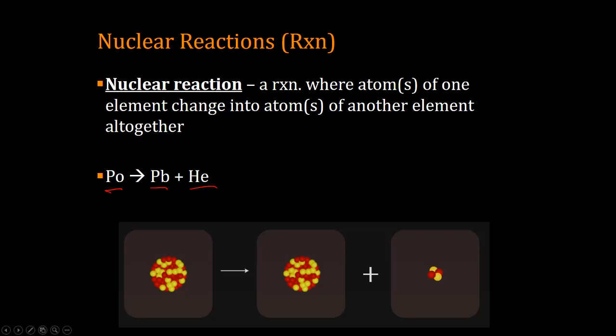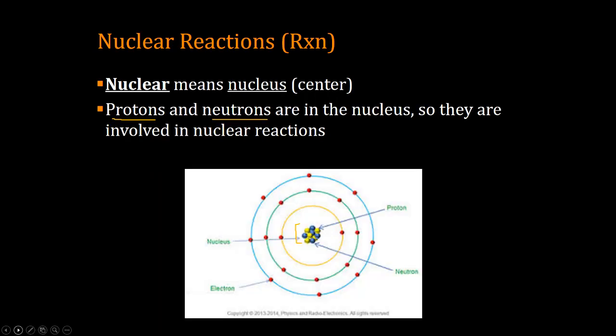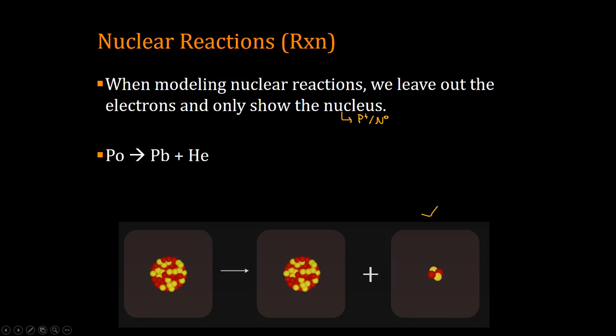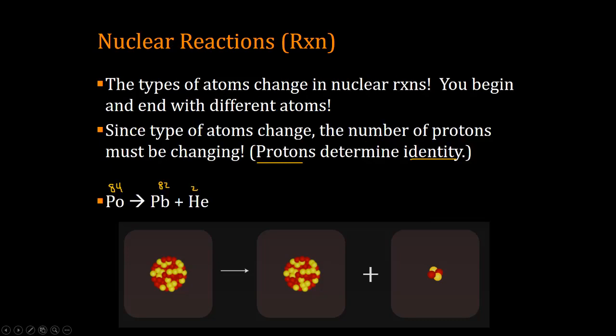That's because the nuclear reaction involves the nucleus, and the nucleus has the protons, and the protons determine the identity, and so we can change the identity of an element with a nuclear reaction. Because it's involving the nucleus, we don't really show the electrons when we're doing a nuclear reaction. We show the nucleus before and the nucleus after. We're going to look at a couple different ways the nucleus can change in the next section.